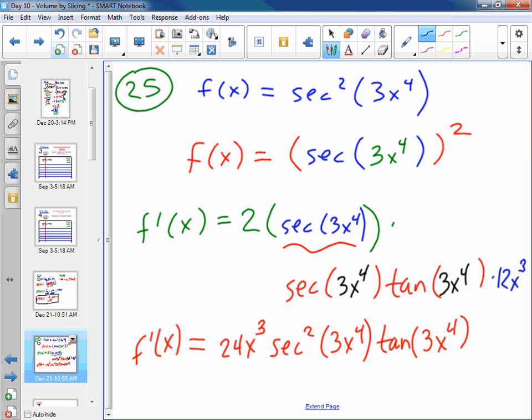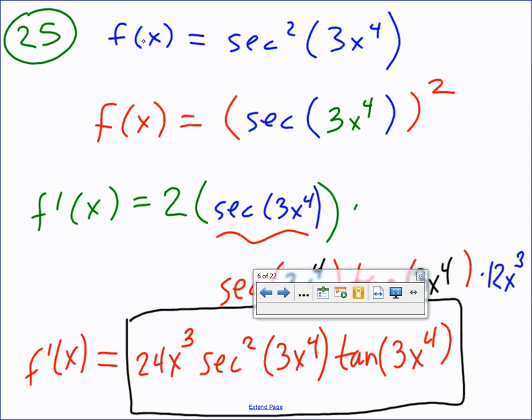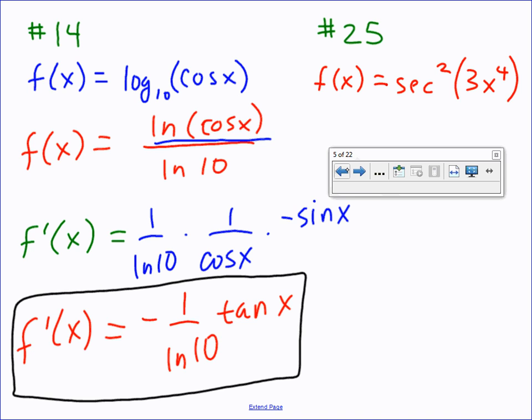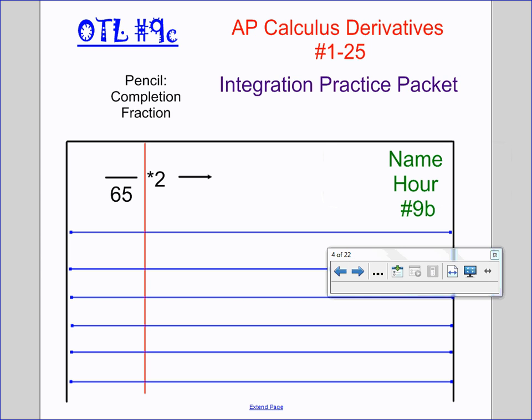Awesome. Okay, by now you should have had ample opportunity to staple your derivatives worksheet with your integration practice packet. Make sure your name is on there. Let's go ahead and pass from the back to the front, please. Infinite Campus score box, nice and big, around to the nearest half point.